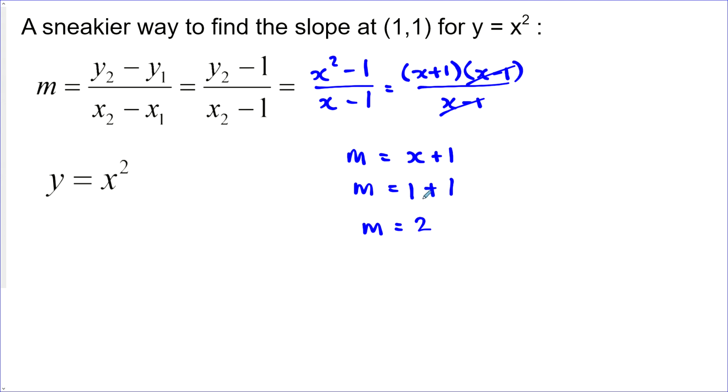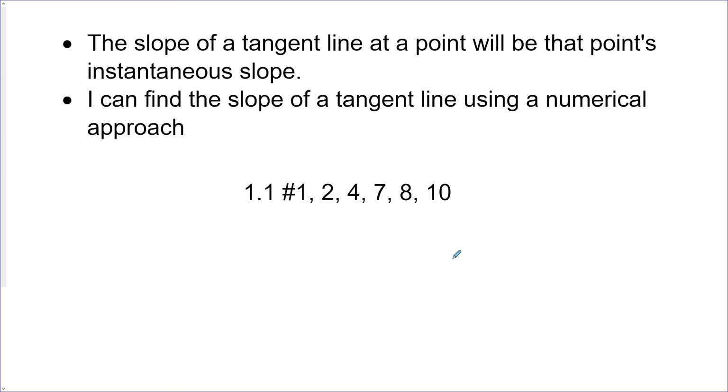So this is kind of like what we were doing to find the coordinates of our point of discontinuity in 30-1. In this lesson, we should see that the slope of a tangent line at a point will be that point's instantaneous slope. And hopefully you can find the slope of a tangent line using a numerical approach. That means, just using values closer and closer to the point you want. Try these questions out from your textbook. See if you know what you're doing.